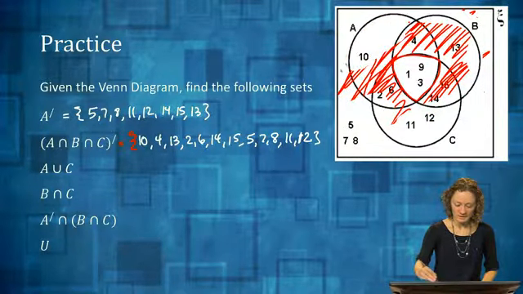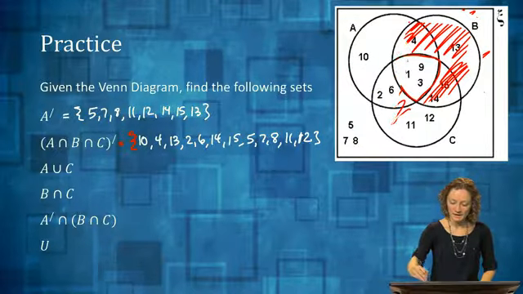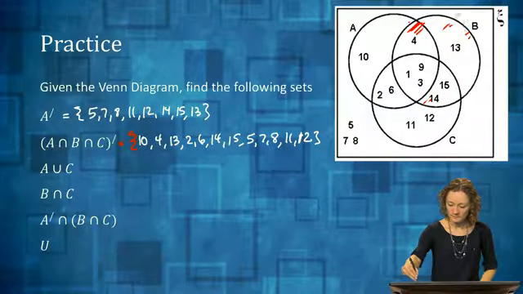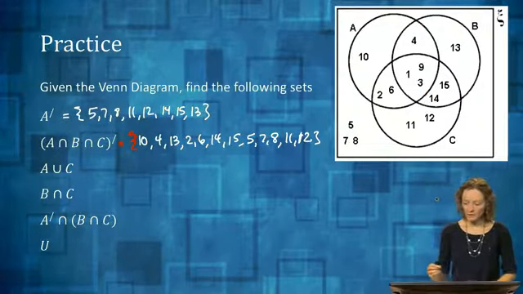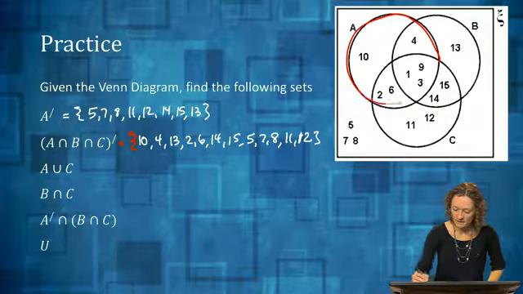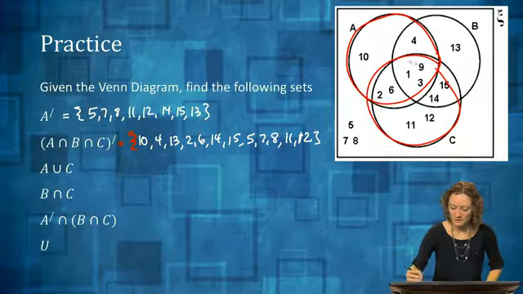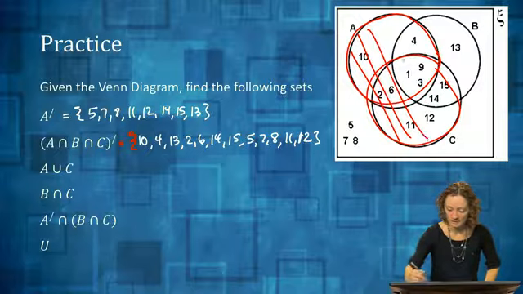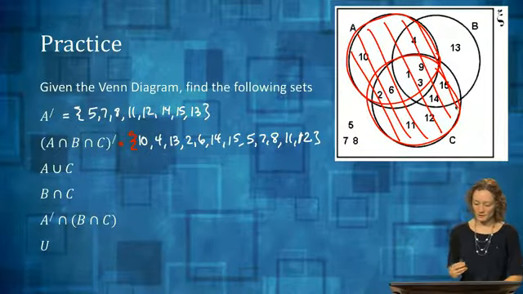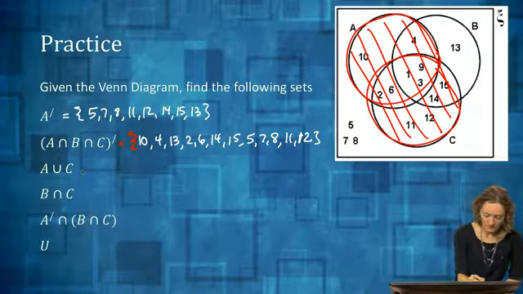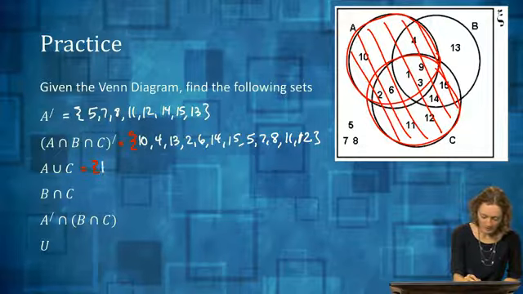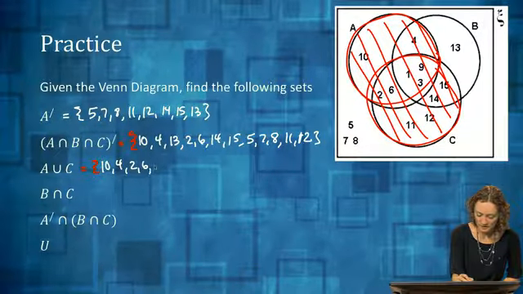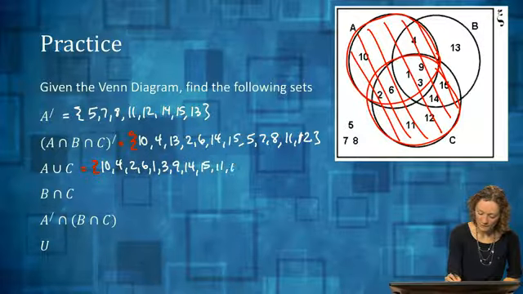All right, the next one is a simple union of A and C. I'll give you the visual of it. Union of A and C, so here's circle A, here's circle C. The union means everything in both of them. So it's going to be everything inside both circles. There we go. So we want 10, 4, 2, 6, 1, 3, 9, 14, 15, 11, 12.